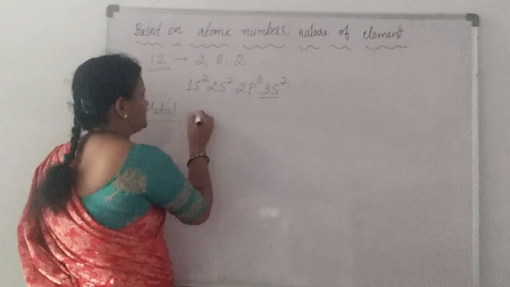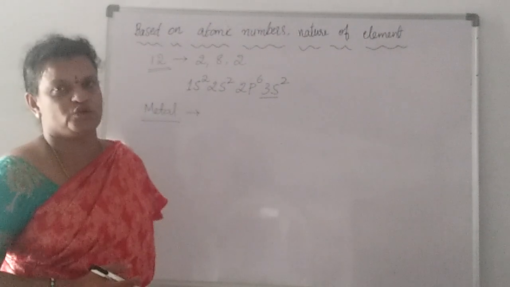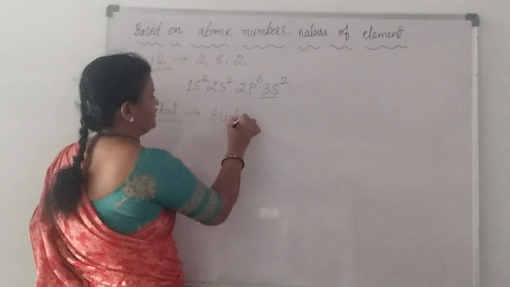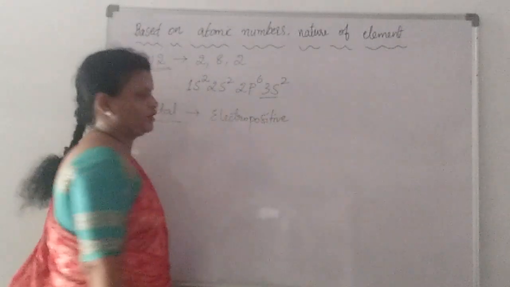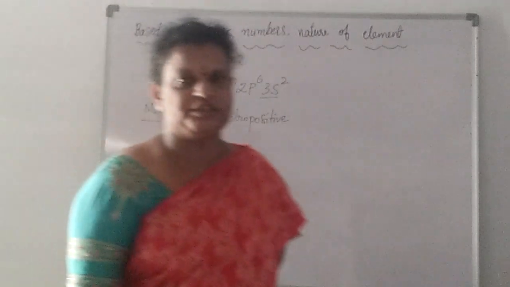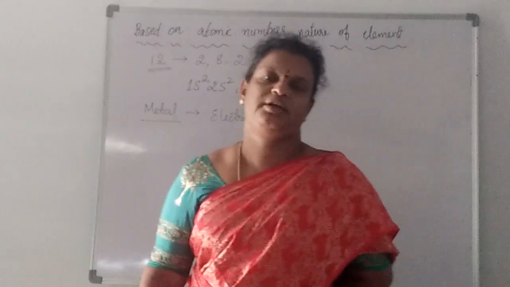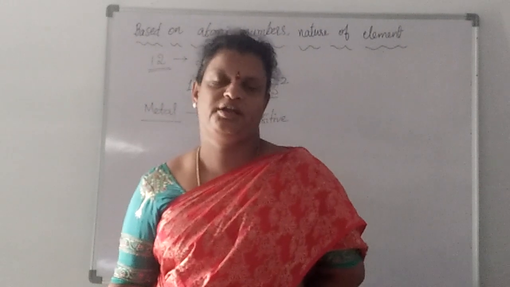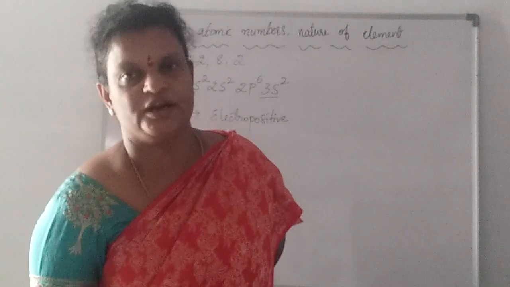Then what about its electronegative nature and electropositive nature? Electropositive nature is high for this element. It is an electropositive element. Electronegativity is less, electropositivity is more. What is electropositivity? Electropositivity is the tendency of losing electrons from the outermost shell. The tendency of an element to lose electrons from its outermost shell is called electropositivity.